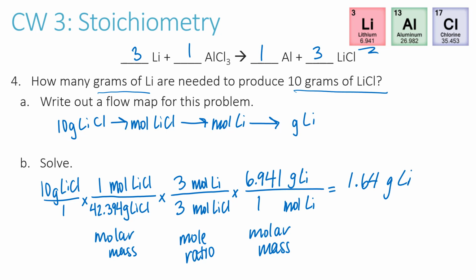So we just figured out if I wanted to make 10 grams of lithium chloride, how many grams of lithium would I need to start the reaction with to generate that 10 grams? And we get 1.64. Now, you might be confused. If we have 10 grams of lithium chloride, shouldn't we at least have 10 grams of lithium? Lithium chloride and lithium have very different molar masses. So that 1.64 grams of lithium is going to go pretty far towards making lithium chloride.